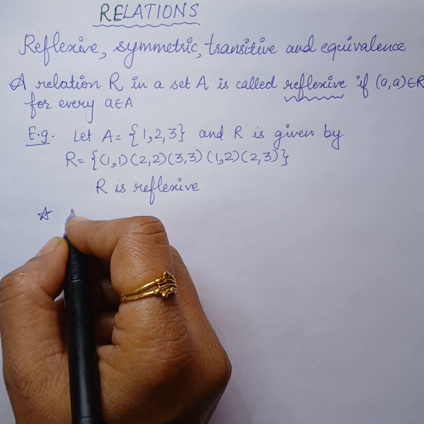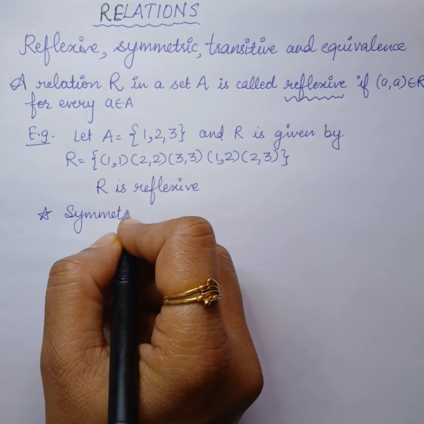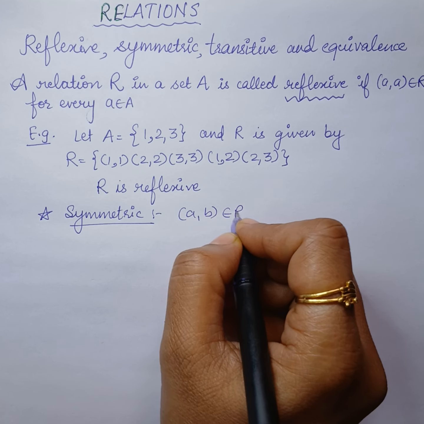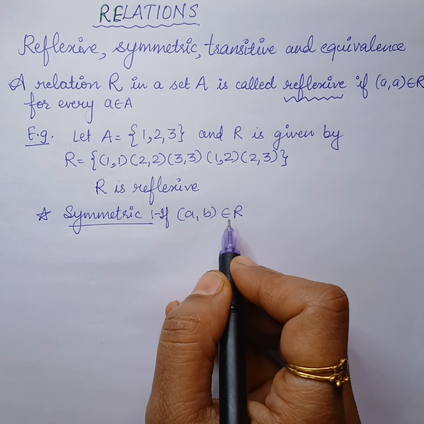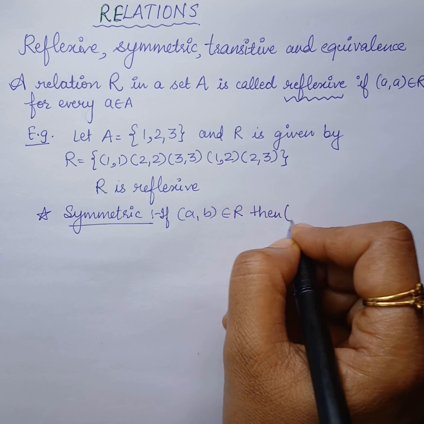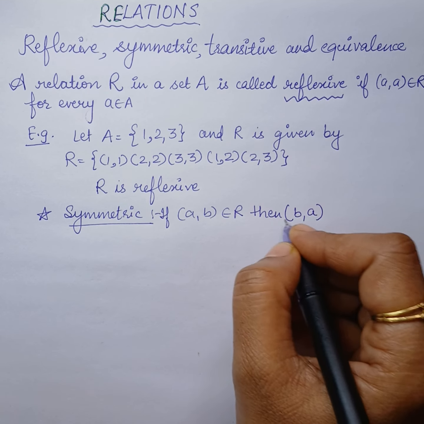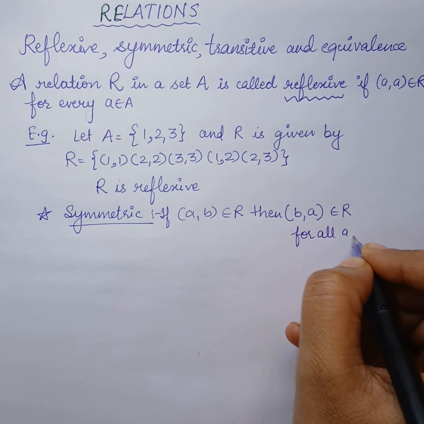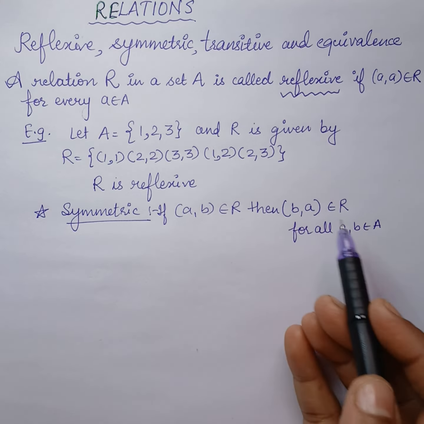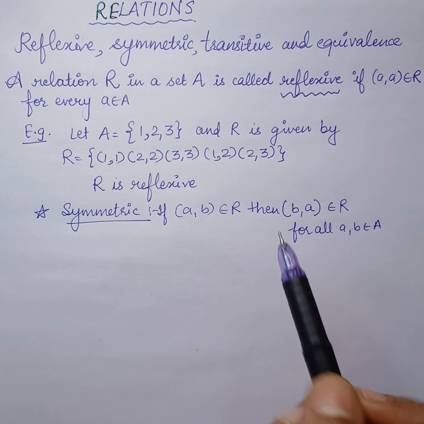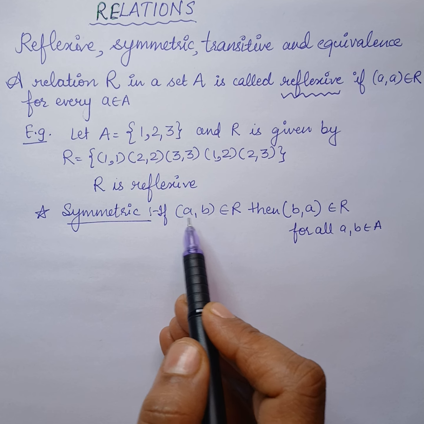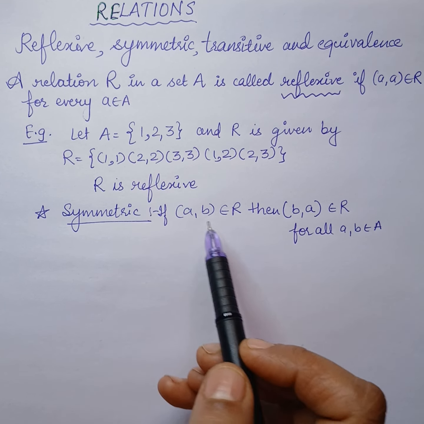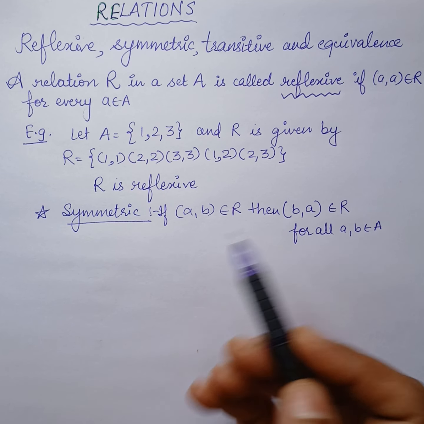Now the next is symmetric. For symmetric, if (a, b) belongs to R, then the reverse of (a, b), that is (b, a), should also belong to R, for all a, b belongs to A. A and B will always be from set A. Now we need to check if any pair like (a, b) belongs to R, then its reverse should also belong to R. So if it is true, then it is symmetric. If not, then it is not symmetric.